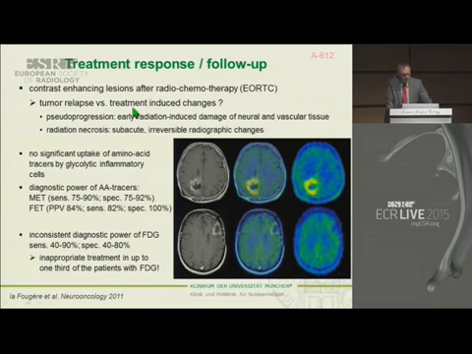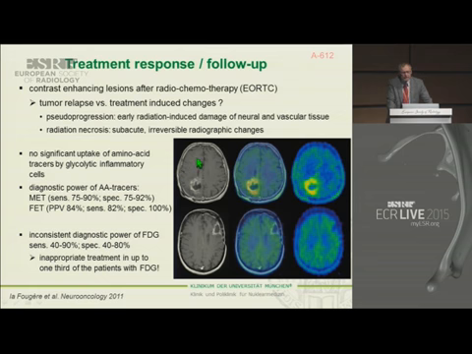Another problem we have is the contrast-enhancing lesion after radiochemotherapy, since we need to differentiate tumor relapse from treatment-induced changes. You can have a pseudo-progression, which is characterized by early radiation-induced damage of neuronal and vascular tissue, and in the long run, radiation necrosis and subacute irreversible radiographic changes.